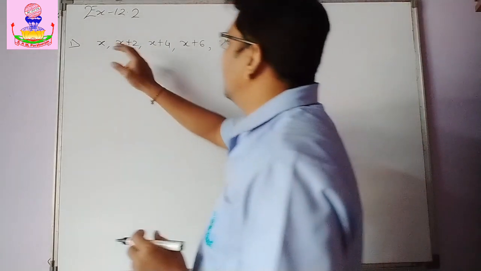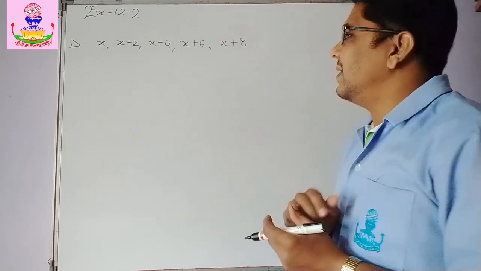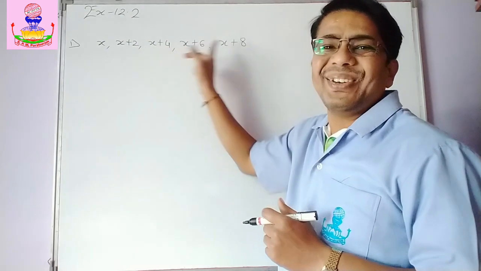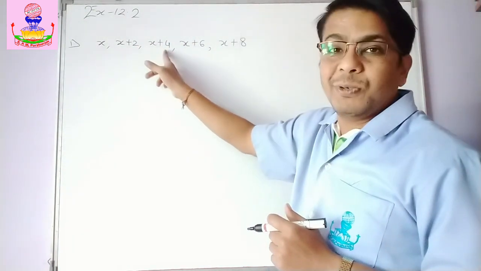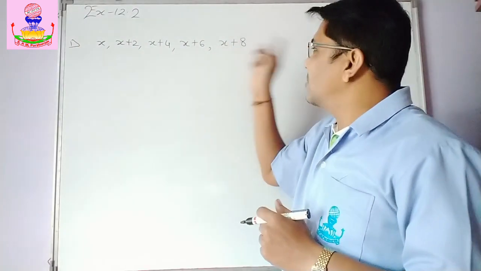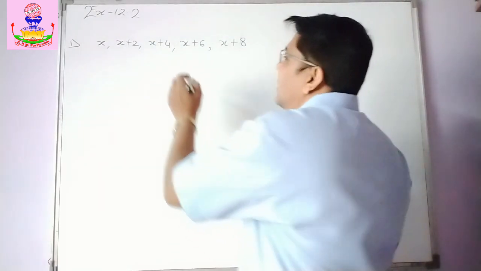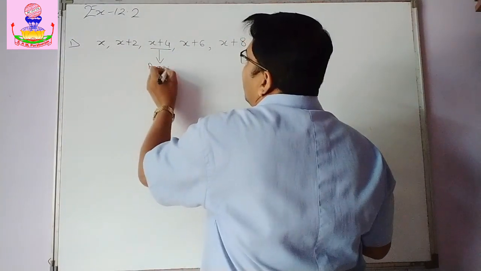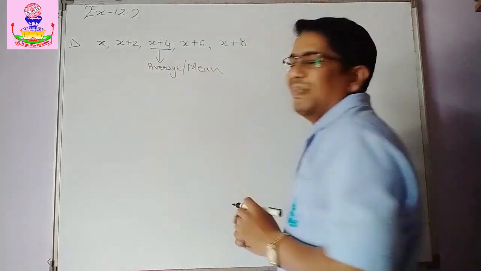Now see here, how many numbers are there? Count the numbers: 1, 2, 3, 4, 5, five numbers. And secondly, there is a common difference; it increases by plus 2. Do you get it? x, x plus 2, plus 2, x plus 4, plus 2, x plus 6, plus 2, x plus 8. Now when there are odd numbers, the middle number is equivalent to the average or mean, right? So don't use the formula, use the clue.